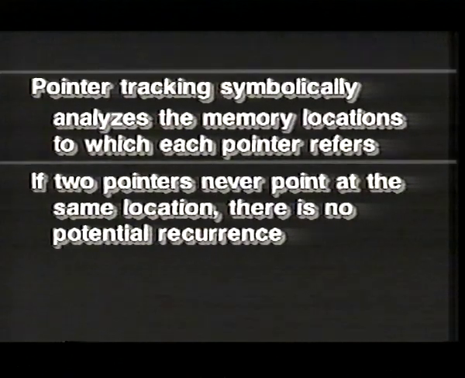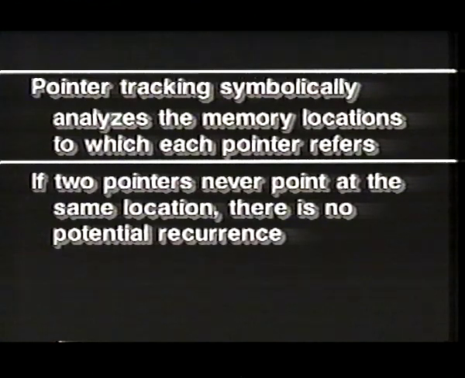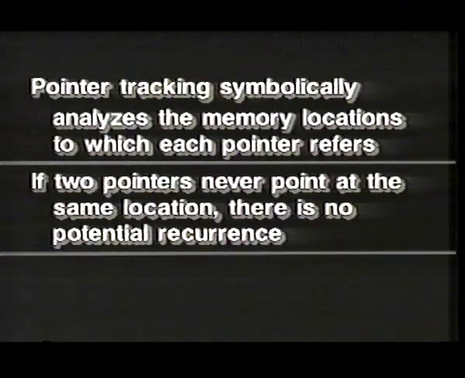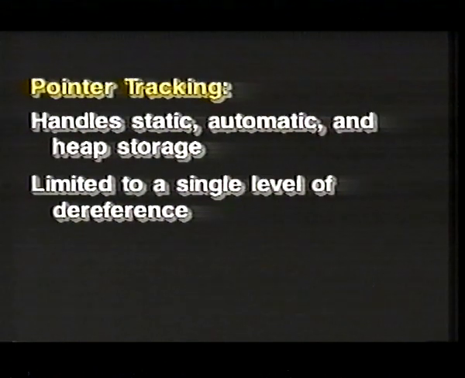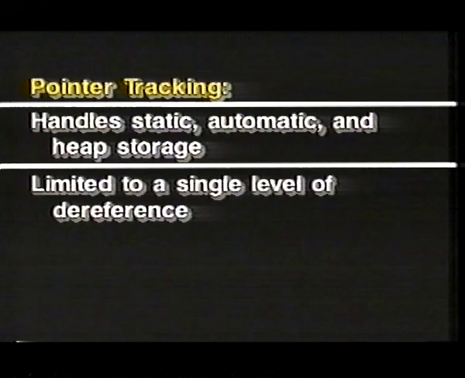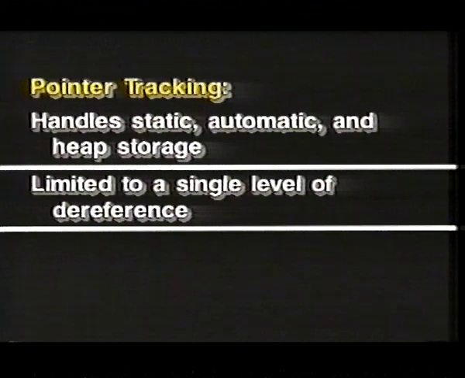The application compiler contains inter-procedural pointer tracking in order to overcome this problem. Pointer tracking symbolically analyzes the memory locations to which each pointer refers. If two pointers never point at the same location, there's no potential recurrence. The pointer tracking algorithm in the application compiler can handle static, automatic, and heap storage. The current implementation is limited to tracking pointers which have a single level of dereference. In practice, these turn out to be a large percentage of the total.